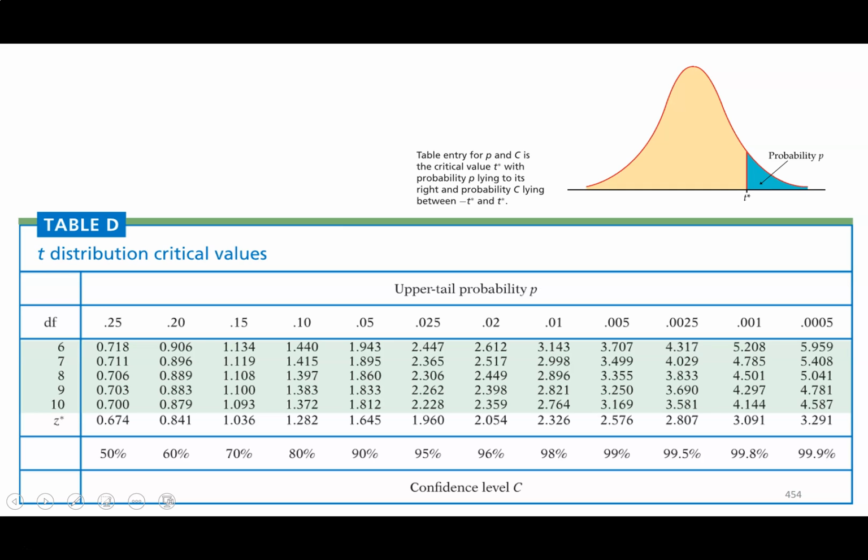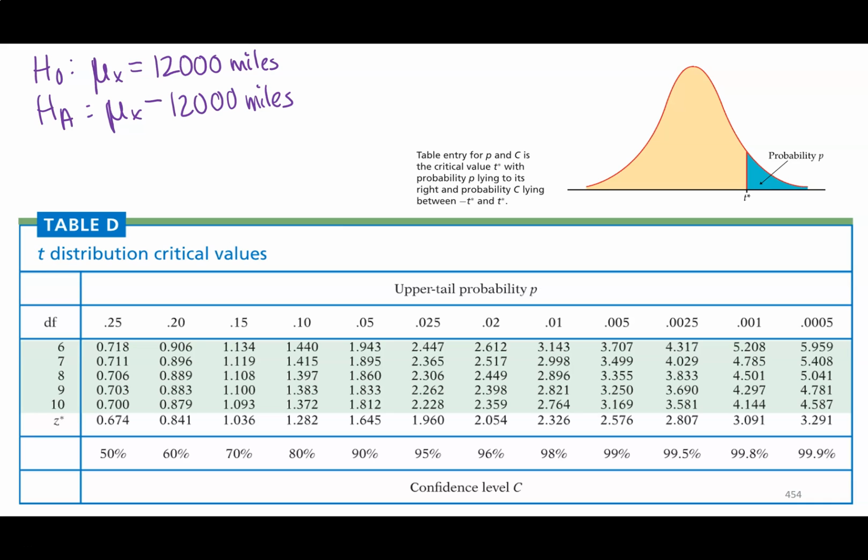So I'm not sure if we wrote that. My null is going to be really boring, right? I'm claiming that the mu is that claimed 12,000 miles. For my alternative, I'm going to have mu and I'm going to have 12,000 miles again. But we said different than, so that's why we have a not equal sign. So this is two-sided.